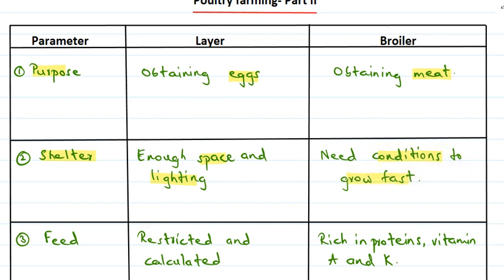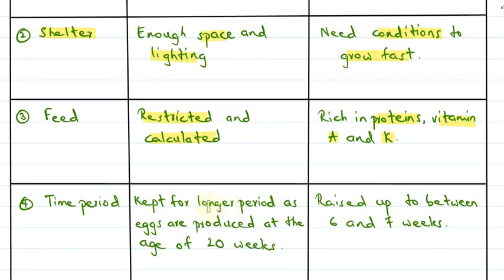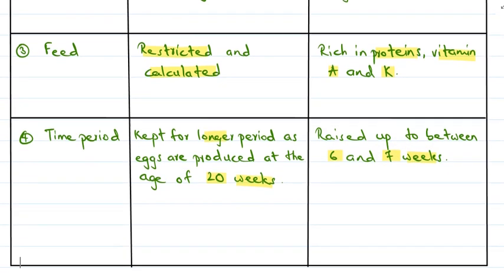Then what is the feed they require? So the layer has a restricted and calculated feed requirement, whereas broiler requires feed that is rich in proteins, vitamin A and vitamin K. Then what is the time period? So the layer is kept for a longer period as eggs are produced at the age of 20 weeks. Whereas in case of broiler, they are raised up to between 6 and 7 weeks. So these are some of the important differences between layer and broiler.